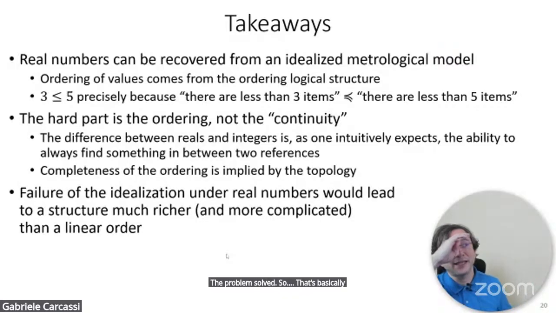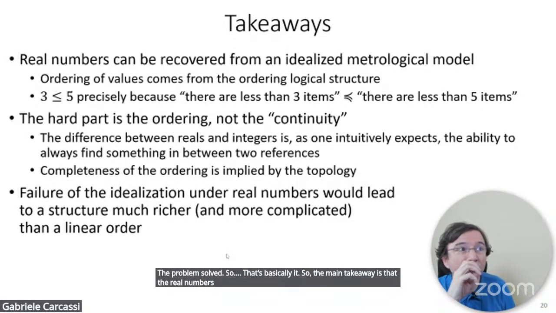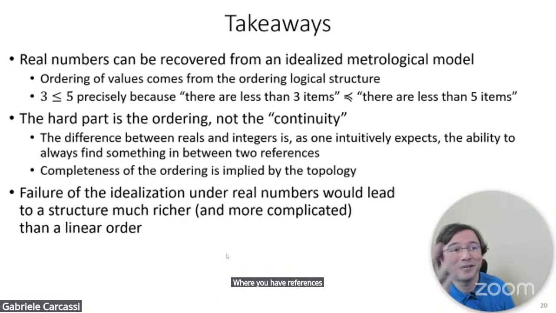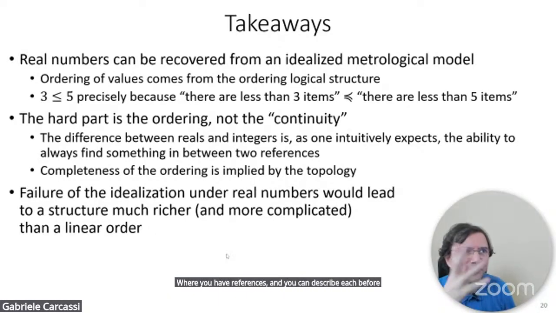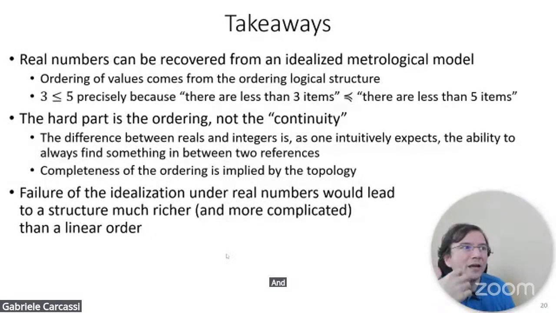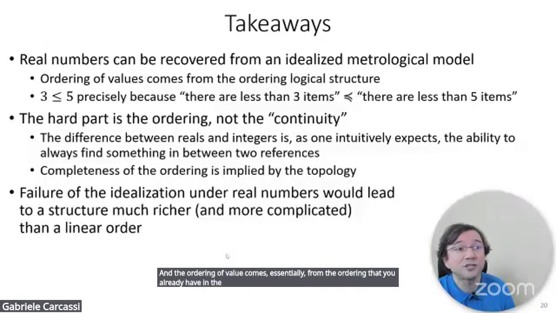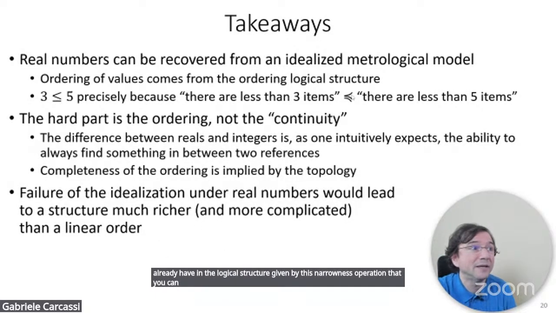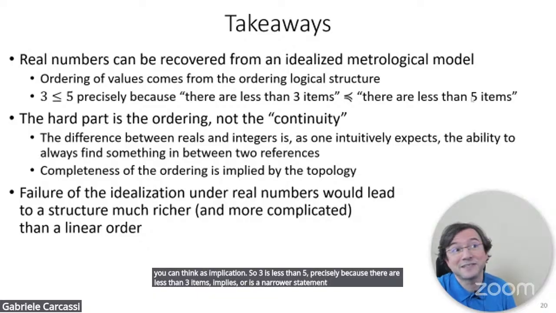So the main takeaway is that the real numbers can be recovered from essentially an idealized metrological model, where you have references and you can establish before and after with these references. And the ordering of value comes essentially from the ordering that you already have in the logical structure given by this narrowness operation that you can think of as implication. So 3 is less than 5 precisely because "there are less than 3 items" implies, or is a narrower statement than, "there are less than 5 items."